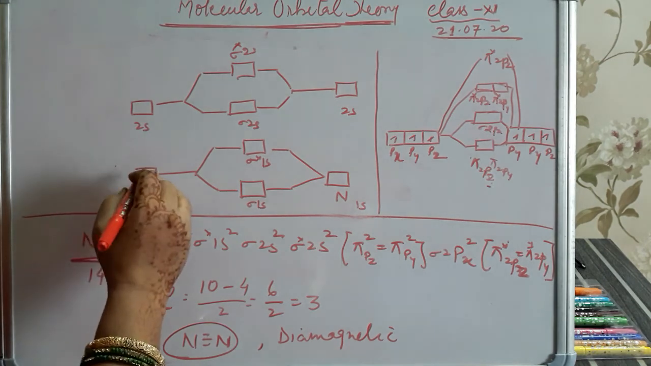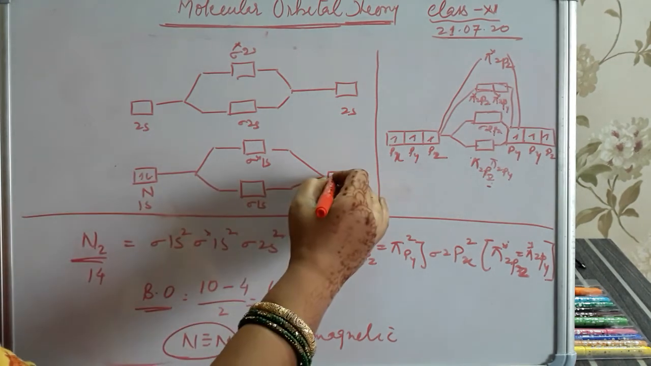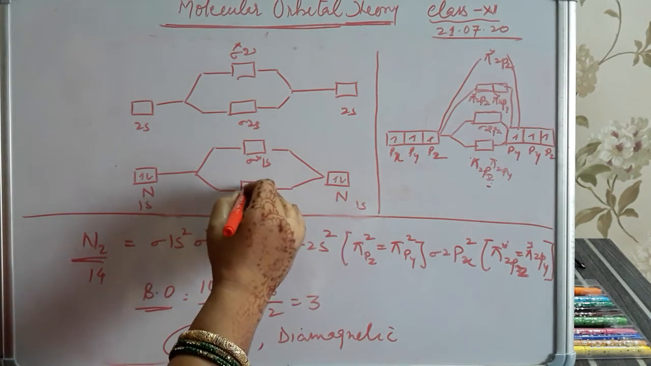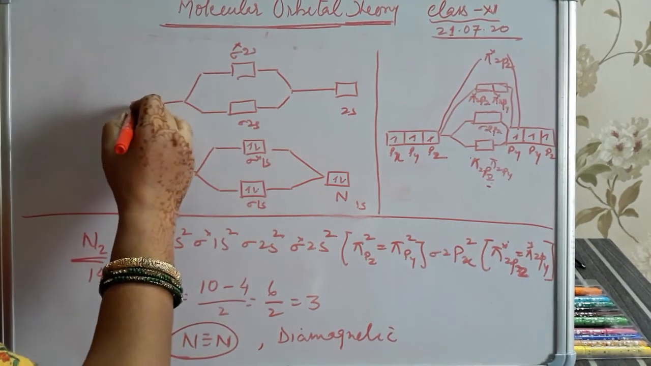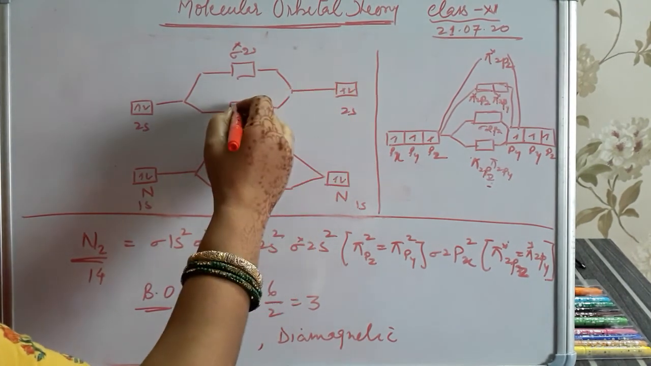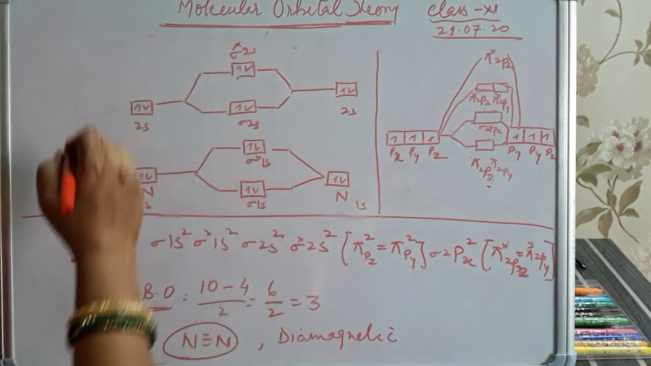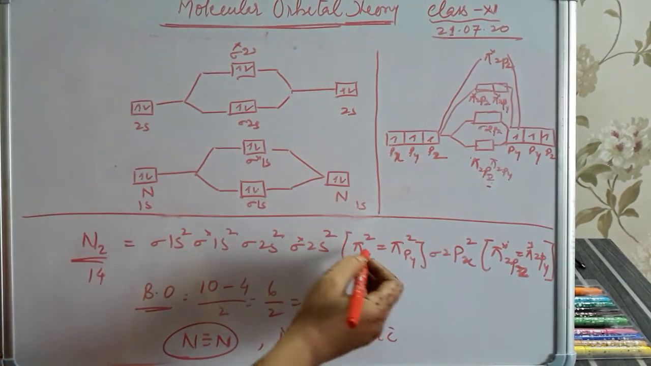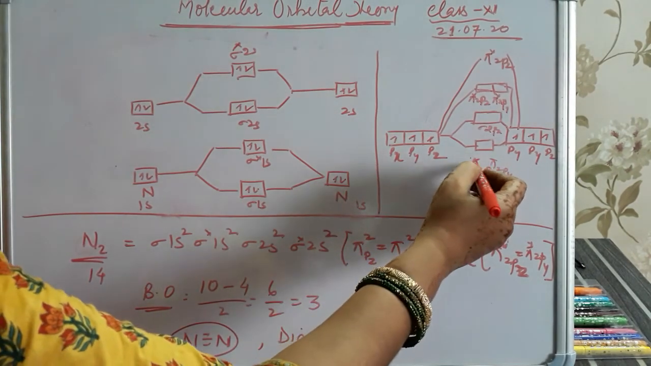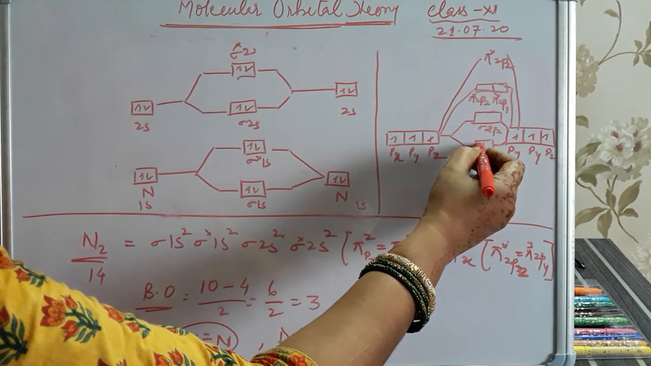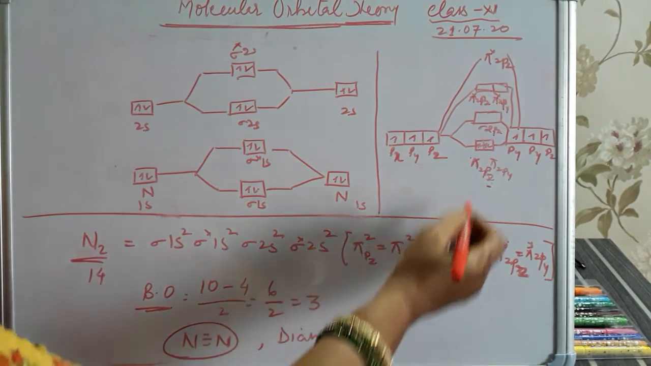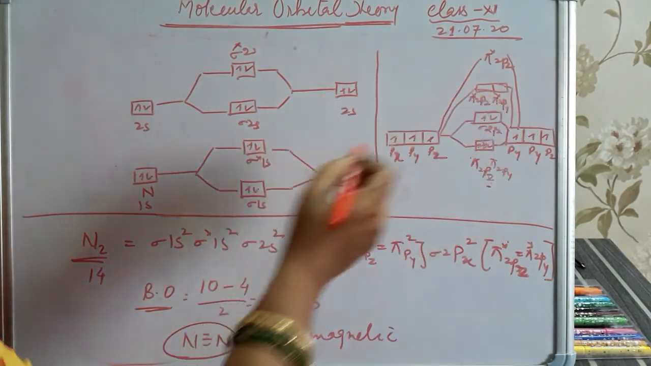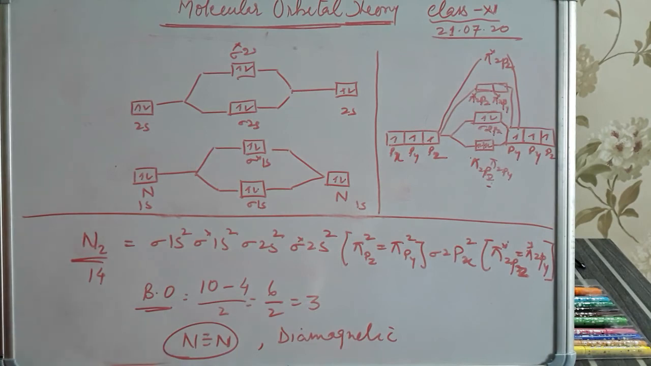So this is for 1s2, 1s2, and the anti-bonding 1s2. Then 2s2, 2s2, 2s2 and 2s2. But in case of this, see here pi 2p2, pi 2p2. So complete here 2p2, pi 2p2. And after that sigma 2p2. And this becomes vacant.